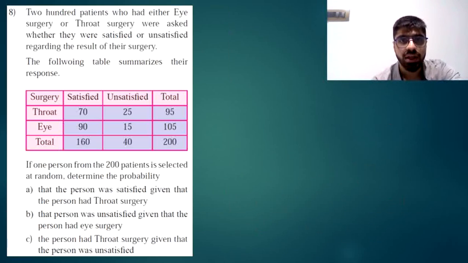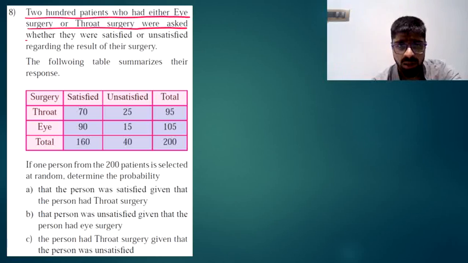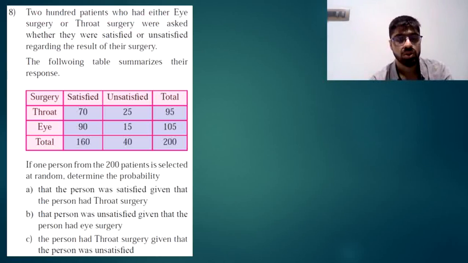Going ahead with question number 8. 200 patients who either have eye surgery or throat surgery were asked whether they were satisfied or unsatisfied regarding the results of their surgery. The following table summarizes their response. For throat surgery, 70 of them were satisfied, 25 were unsatisfied. In total there were 95 people with throat surgery. For the eye surgery, 90 people were satisfied, 15 were unsatisfied, and in total there were 105 eye surgeries. So the total number of surgeries was 200.